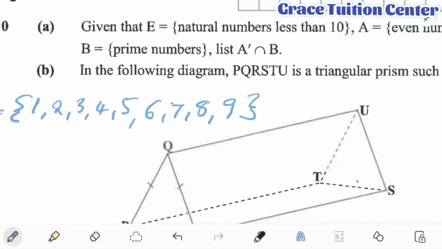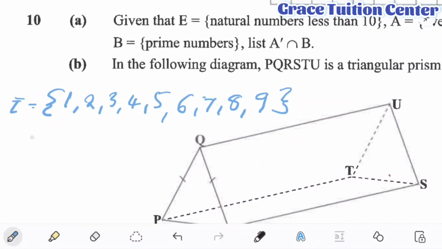Then set A is a set of even numbers. So even numbers are numbers where 2 can go in without leaving a remainder. So meaning that set A equals 2, 4, 6, 8. So we pick all the numbers where 2 can go in without leaving a remainder from this universal set there. Apologies, I wrote set B earlier; this is supposed to be set A, even numbers. So this is set A.